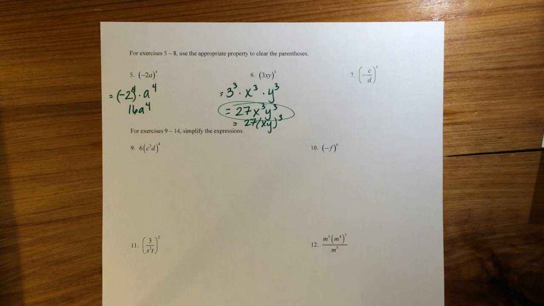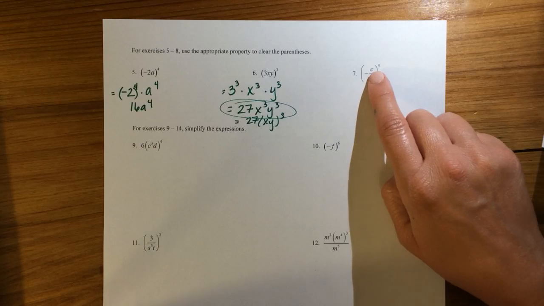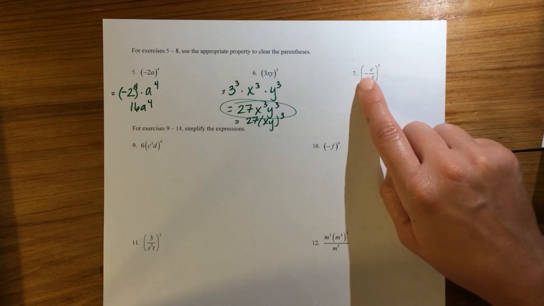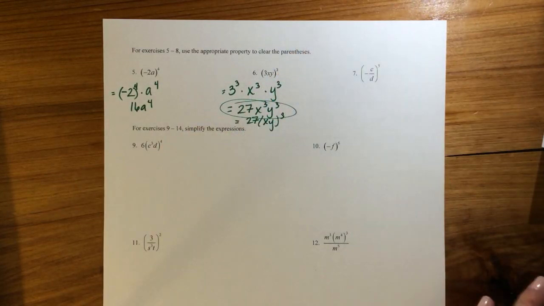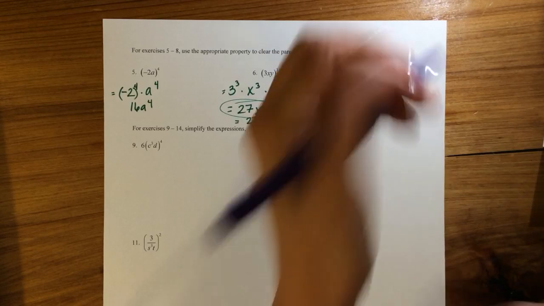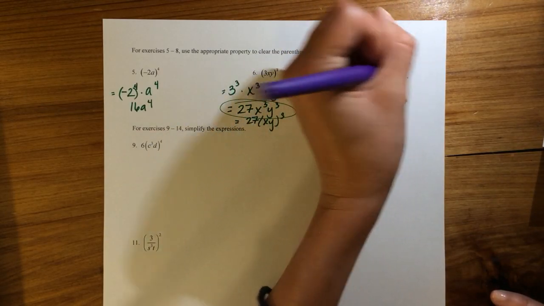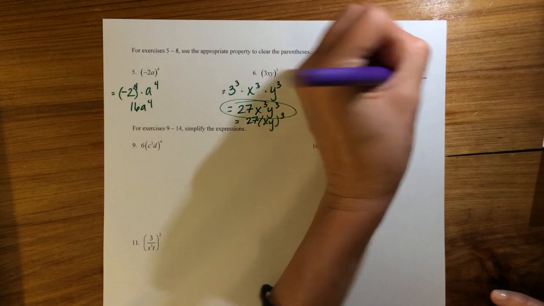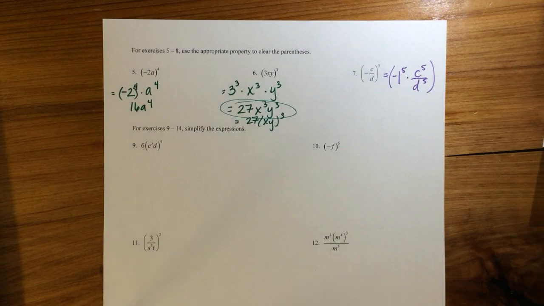For 7, I look at this and I see 3 different parts. I see the C, the D, and the negative. Remember, if the negative's in here, you have to attach it with the 5. So when I look at 7, this is what I see. I see -1 to the 5th times c to the 5th over d to the 5th, right? Mentally I see it, but it helps to write it down when we're learning.